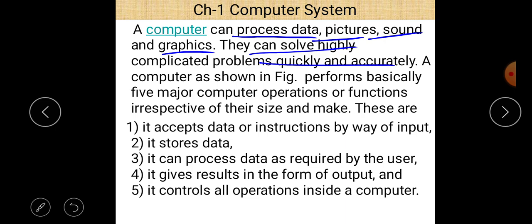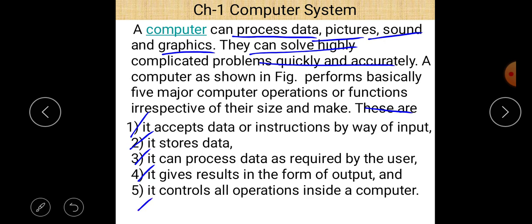A computer, as shown in the figure, performs basically 5 major operations or functions irrespective of the size and make, and these are the functions of a computer system. First of all, it accepts data and instructions by way of input. Second, it stores the data. Third, it can process data as required by the user, meaning according to the instructions. It gives result in the form of output, that is also called information, and it controls all operations inside the computer system.